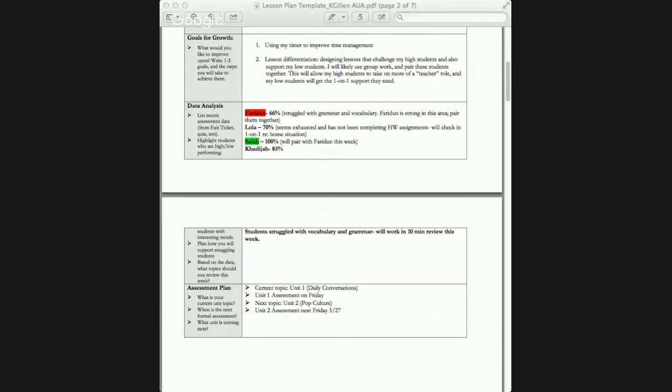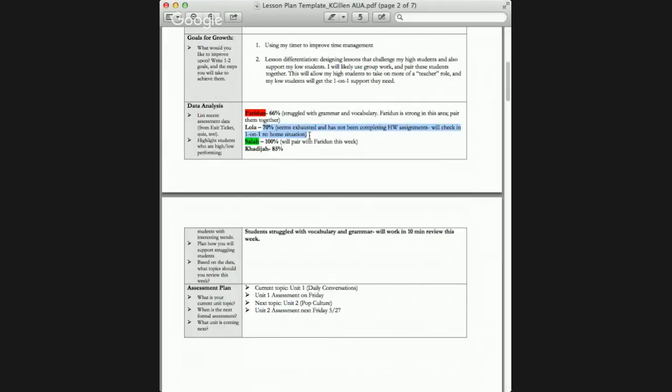If he's acting as a teacher, he's going to take on some more intellectually challenging work in the classroom. This is also a great place to note any other observations about your students. So here with Lola, I'm noticing that she seems exhausted in class and she hasn't been completing her homework assignments.